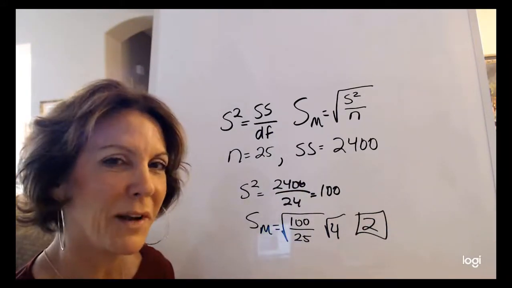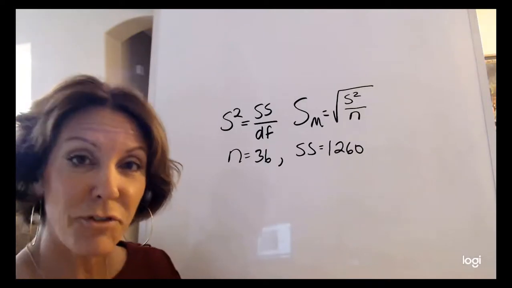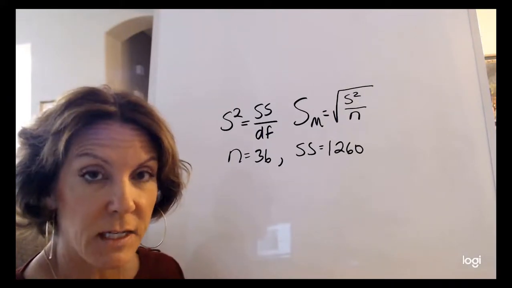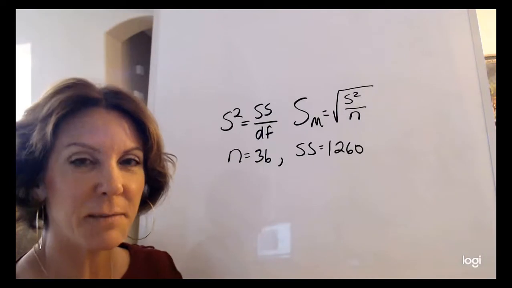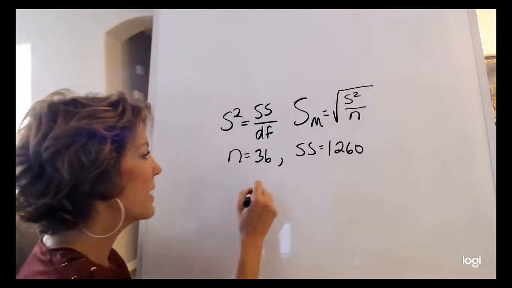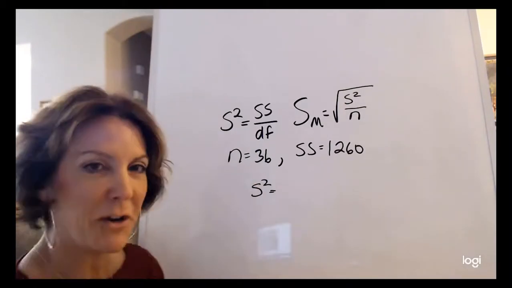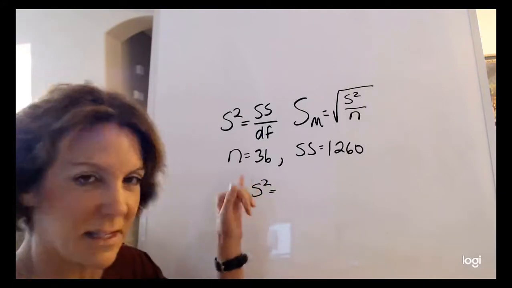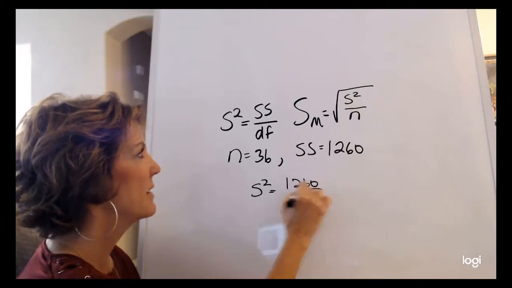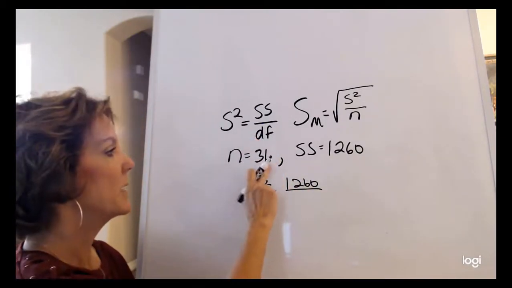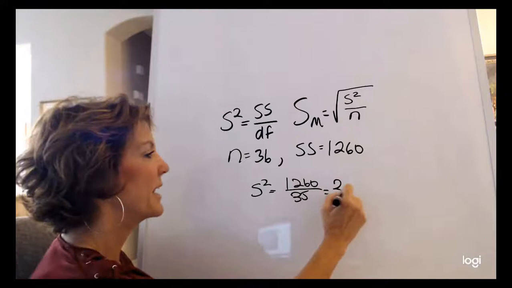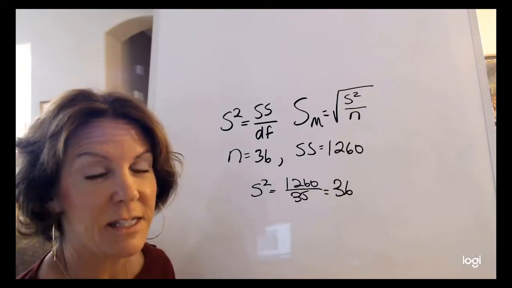All right, let's do another one. Okay, in this case we have an n of 36, and our sums of squares are equal to 1,260. The first thing I need to do is figure out my variance. My variance is my sums of squares divided by my degrees of freedom. Degrees of freedom are n minus 1. Sample variance is shown with an S superscript 2. So I have my sums of squares of 1,260 divided by my degrees of freedom, which is n minus 1, 35. And you can pause to do the math if you'd like, but I will tell you that that equals 36. So my variance is 36.